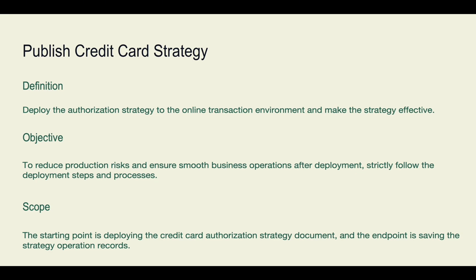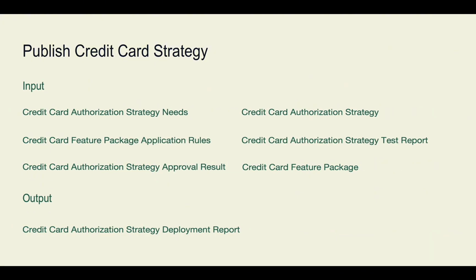What we're doing here is officially deploying the authorization strategy into the online transaction environment and making sure it runs smoothly. The main purpose of this task is to reduce deployment risks and ensure that after the strategy goes live, business operations remain stable. That's why we follow standard deployment steps and procedures very carefully. The process starts with deploying the credit card authorization strategy document and ends with saving the operation records of the strategy, ensuring that the entire process is traceable.